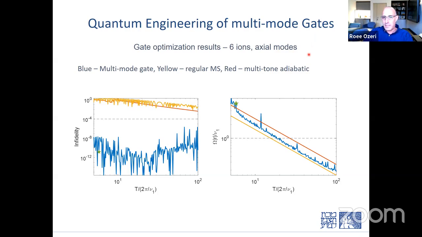What you see here is the gate error due to off-resonance coupling to other modes as a function of the gate time. And you can see that when we're trying to drive regular Molmer-Sorensen gates, this is the yellow line here, when the gate time becomes comparable to the trap frequency, we strongly couple to all other modes, and you see that the gate error goes to 1, 10 to the 0. So these gates are useless. However, when we optimize our multimode gate, at least in theory, we can find gates all the way down to only a few trap oscillation times that still have ridiculously low errors due to off-resonance coupling either to the carrier or to other motional modes. You can also see that the laser power that we need in order to drive these gates scales as we would expect as 1 over gate time, so we don't need to pay huge overhead in terms of laser power.